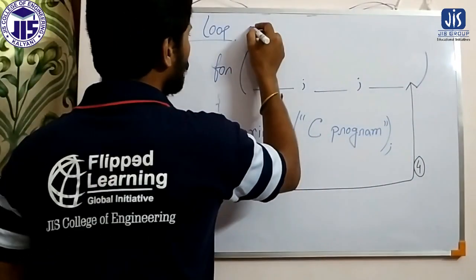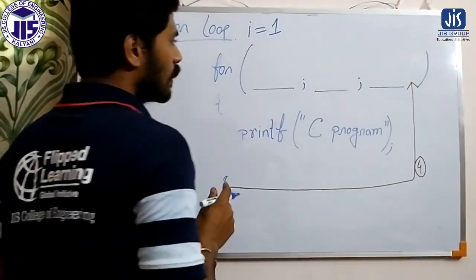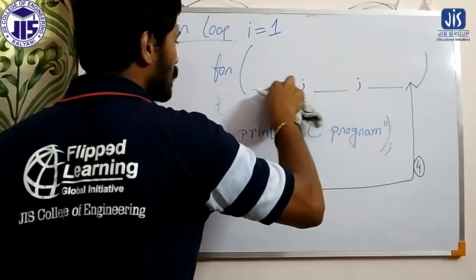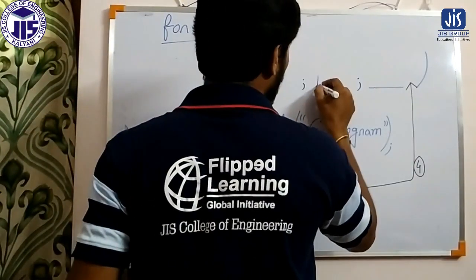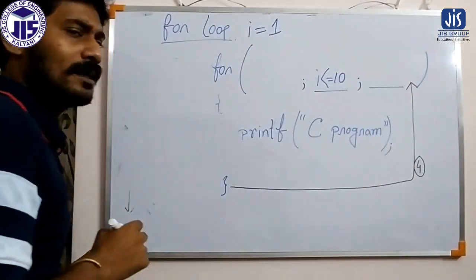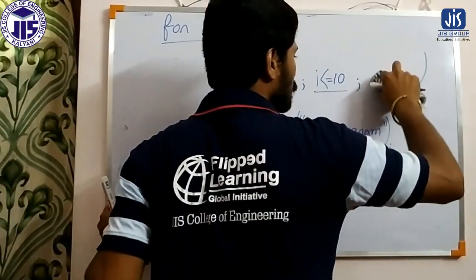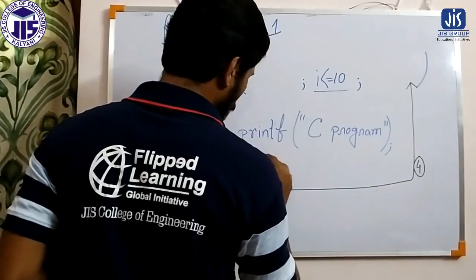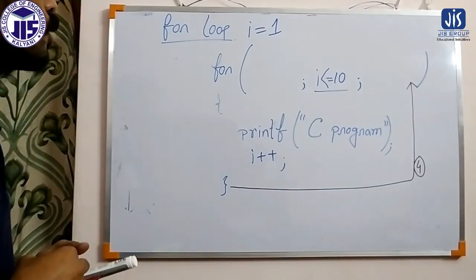If I write here I equals to 1, and I keep the initialization part blank, I am not writing anything there, and here I write I less than equals to 10, and the increment operation I perform inside the body of the loop, I plus plus. So what will happen?